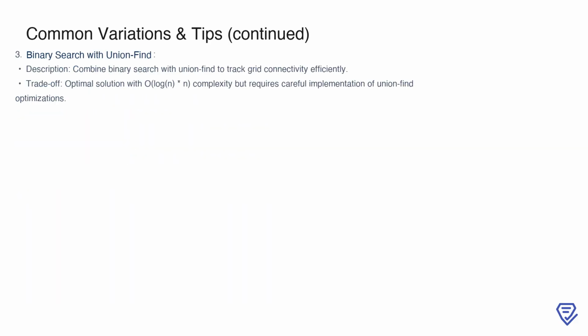The most optimal approach involves combining binary search with union find. Here, binary search is used to pinpoint the earliest day when crossing the grid becomes impossible, while union find efficiently tracks connectivity. This method achieves an optimal time complexity of log n * n, making it well suited for larger grids. However, implementing it requires careful attention to detail, especially with union find optimizations. Techniques like path compression and union by rank are essential to maintain efficiency and prevent bottlenecks. By mastering this approach, you can solve the problem efficiently while demonstrating a deep understanding of algorithm design and optimization.